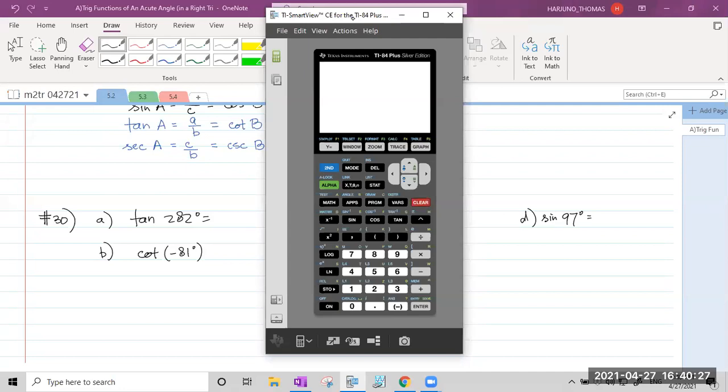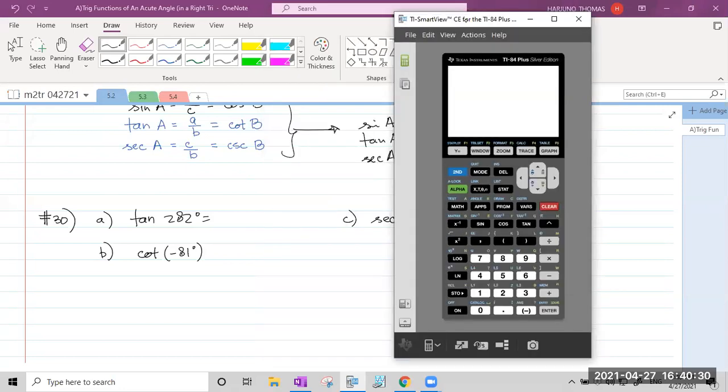Okay, now how do we punch in tangent 282? Before you really use your calculator, make sure you are in the right mode. Notice that the angles here are in degree mode, right? So you check your calculator. I happen to use a TI-84. If you use a TI-30 or TI-36, there should be a way to check the mode. Are you in degree or radian mode? When I click this mode button, you see on the third row there's an option, radian or degree. I want to work in degree mode. So I'm already in the correct mode.